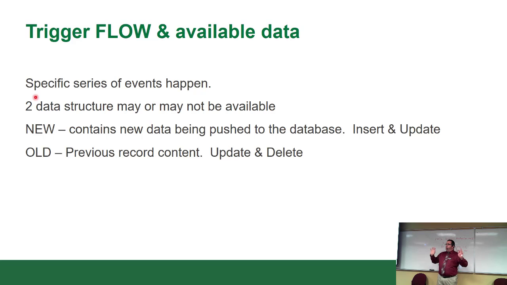So, picture this. Your object gets instantiated. But the problem is when a trigger fires off, it creates two copies of the same object. There's the new and the old. New has any new values you're trying to push in, whether it's an update, so in other words, here are the values you're changing, or if it's an insert, here are the values I'm adding to the database. Old is what was there before.